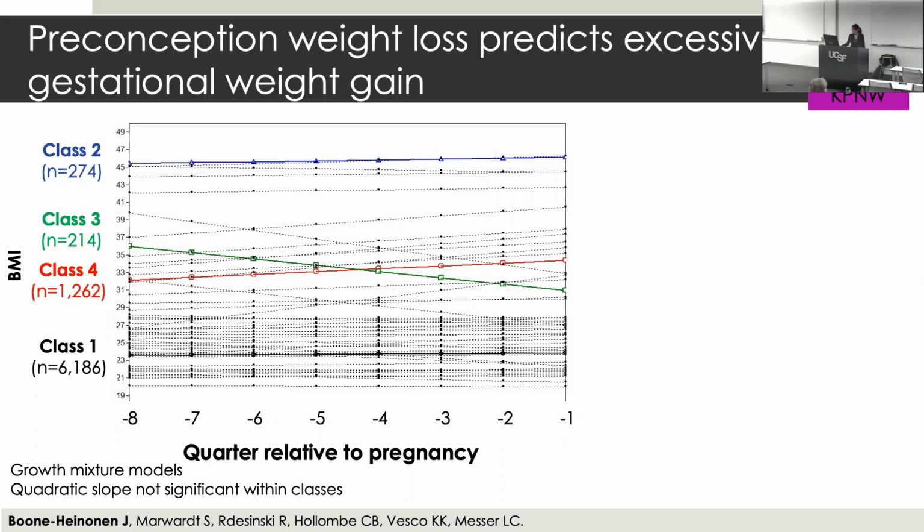These were growth mixture models, and we identified three or four classes. So the simplest one here is class one. This is a lower BMI group that was fairly weight stable over time. Class two was a high BMI group, also weight stable prior to pregnancy. These were the two classes that were of most interest. Okay, so these were in the mid-range of BMIs. This is all above 30 on average. But what we're seeing here is class three was losing weight, class four was gaining weight. Okay, so this aligns with our concerns about weight loss prior to pregnancy.